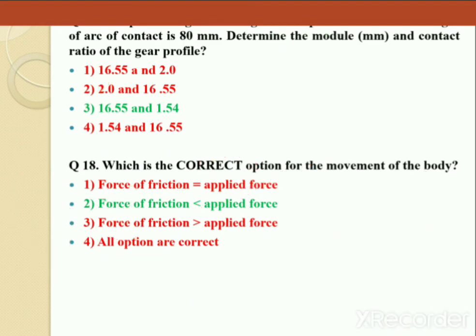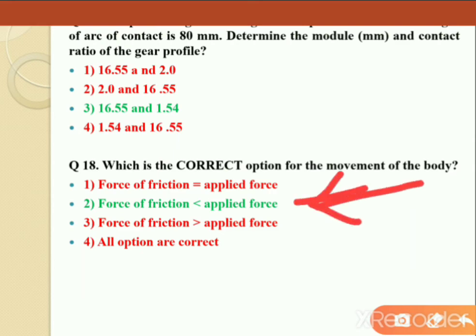So next question 18. Which is the correct option for the movement of a body? For a body to move, the external applied force must be greater than the force of friction, then only the body can move. If the reverse happens, that is option 3, if the frictional force is greater than the applied force, then the body remains in static condition. So here option 2 will be the correct answer.